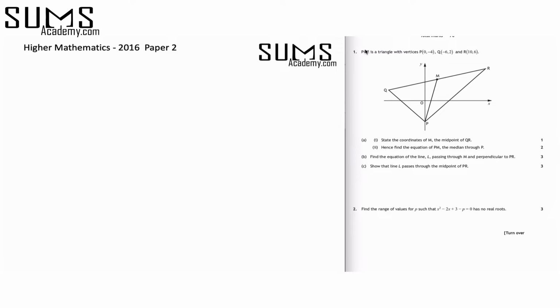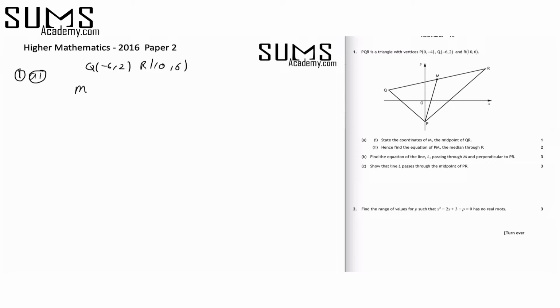So question 1, PQR is a triangle with vertices P, Q, and R, and we're asked to state the coordinates of M, the midpoint of QR. For this we're going to need the midpoint formula. So the midpoint of Q and R. Q is the point (-6, 2), and R is the point (10, 6).